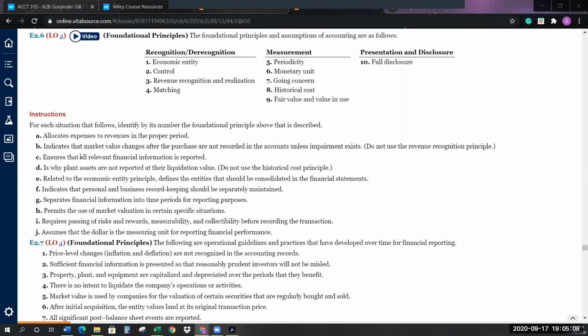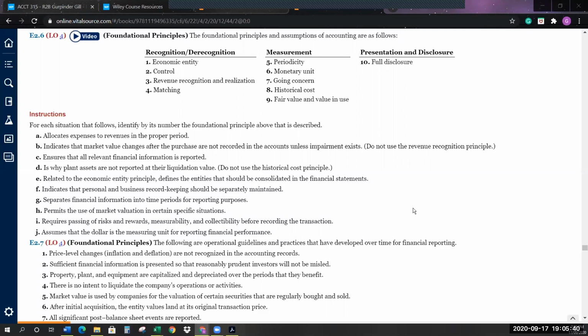C, ensures that all relevant information is reported. Number 10, full disclosure. Absolutely, that is number 10, full disclosure. So accountants have to make sure that any information that is relevant has to be disclosed. For example, that legal lawsuit that we were talking about, the notice or the letter that you got in March when you're making your 2019 financial statement, that's an example here. So that is full disclosure.